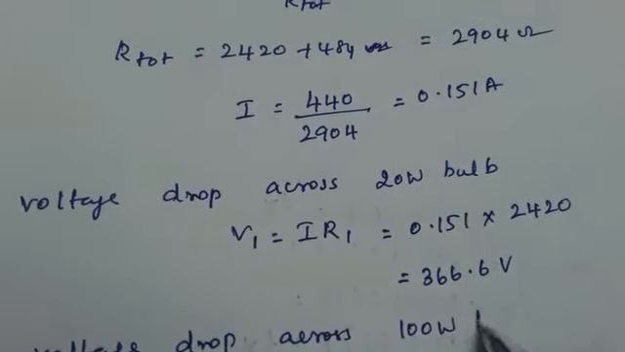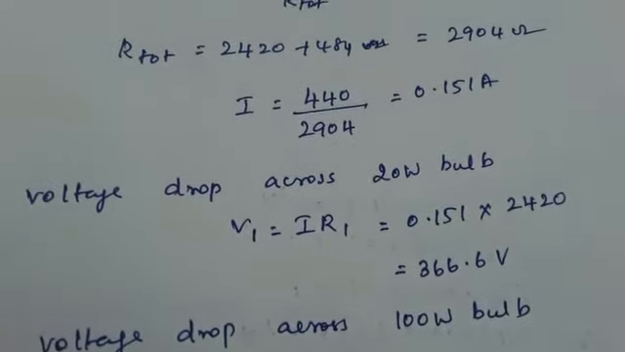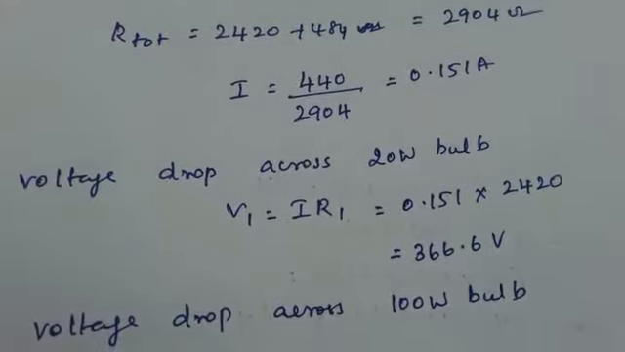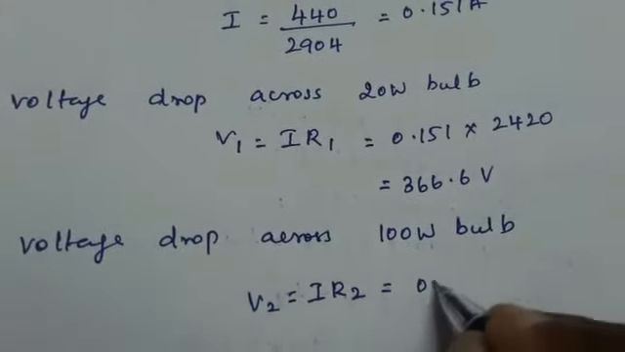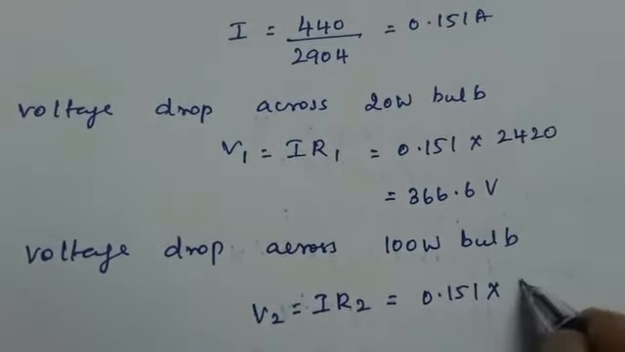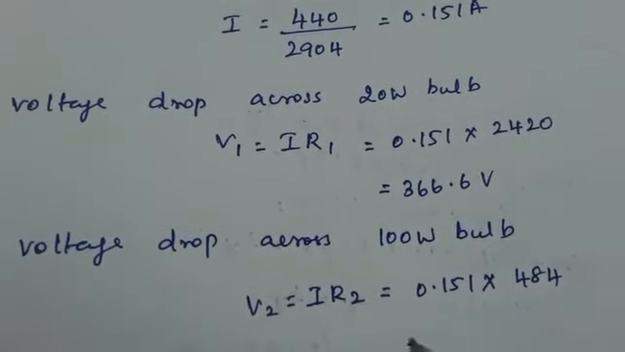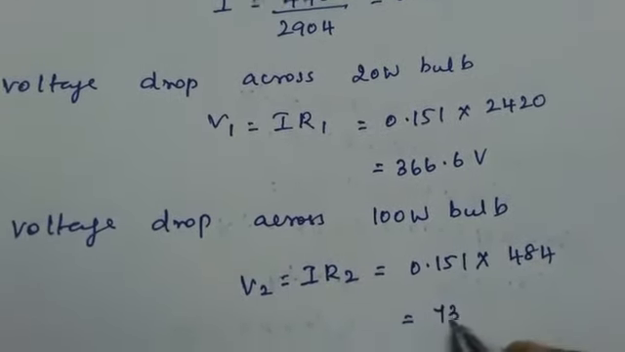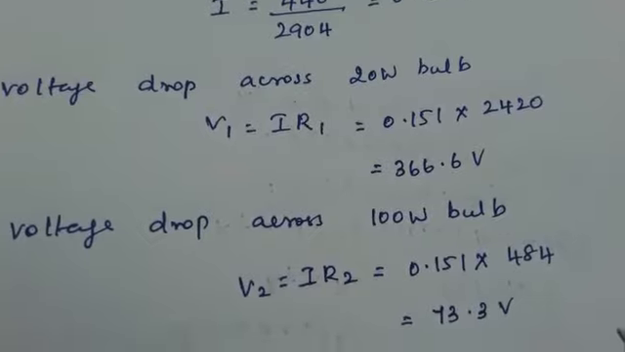Similarly, we can find the voltage drop across the 100 watt bulb. So V2 is equal to I R2. So this is 0.151 into 484. You will be getting the value as 73.3 volts.